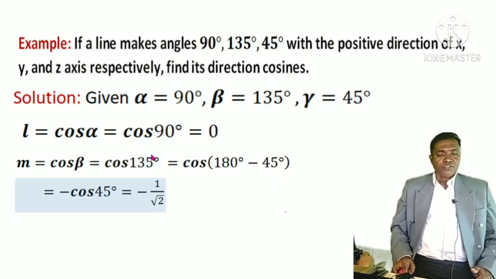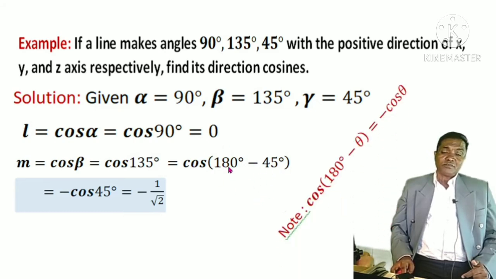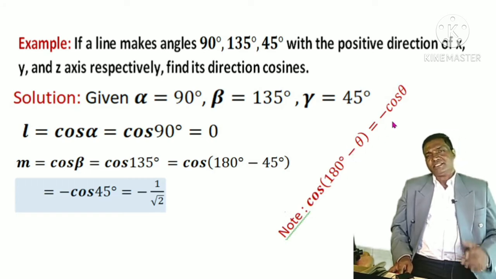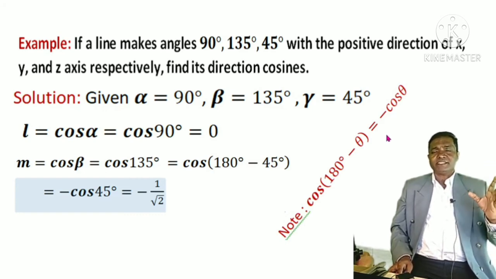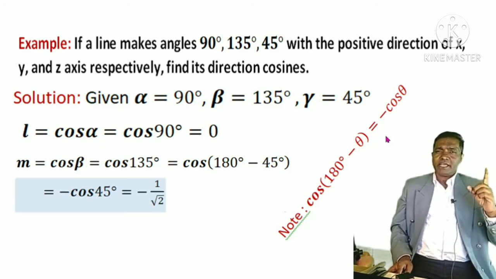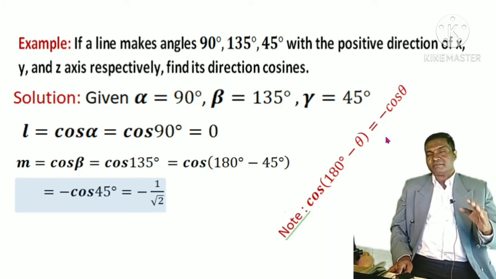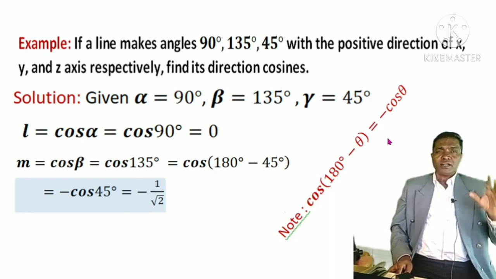Okay, so 135 degrees can be written as 180 degrees minus 45 degrees, and we know that cos of 180 minus theta is minus cos theta. These things have to be remembered. Without the fundamentals or basic concepts, you cannot solve a single problem. And never ever try for shortcuts, because that never helps you. So understand the concepts thoroughly, then you can crack any example.